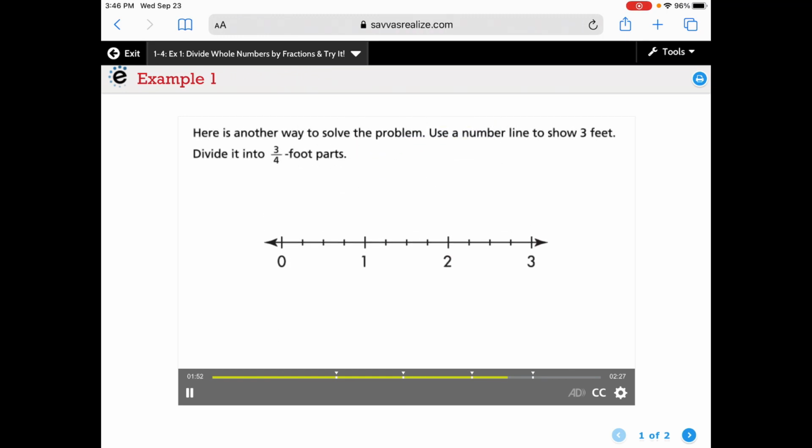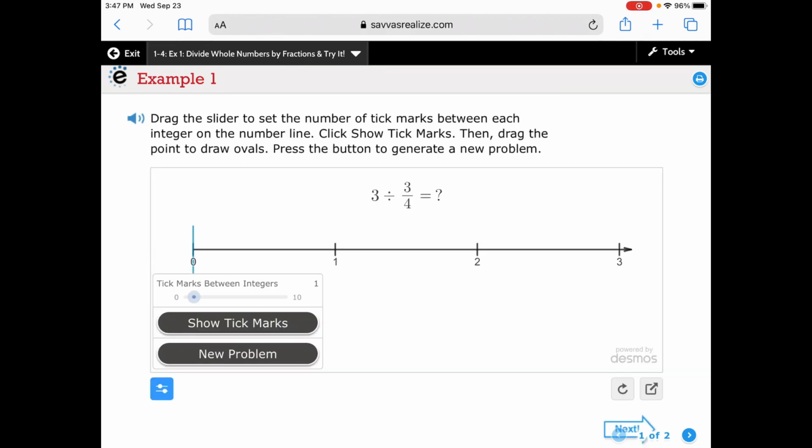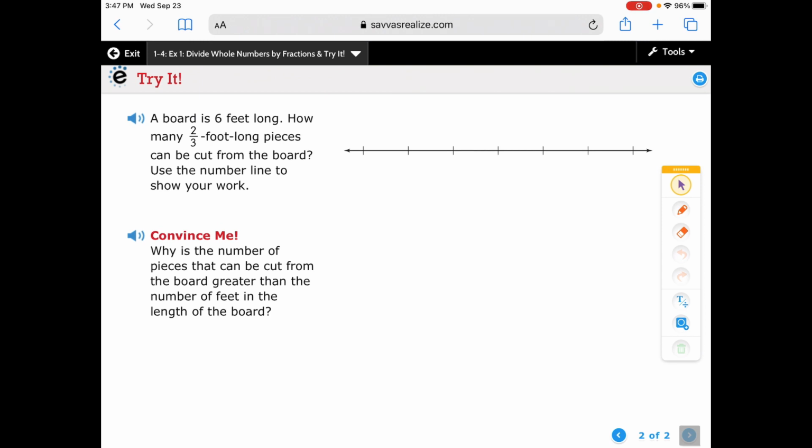Here is another way to solve the problem. Use a number line to show 3 feet. Divide it into 3/4 foot parts. All right, so what you could do is, if you look in your book, we can see that it's written as the circles here. So if you take a look, you can measure it that way, all right? Now, let's go on to the try it.